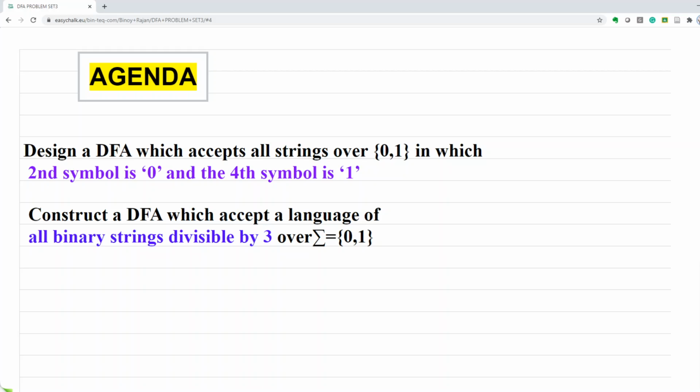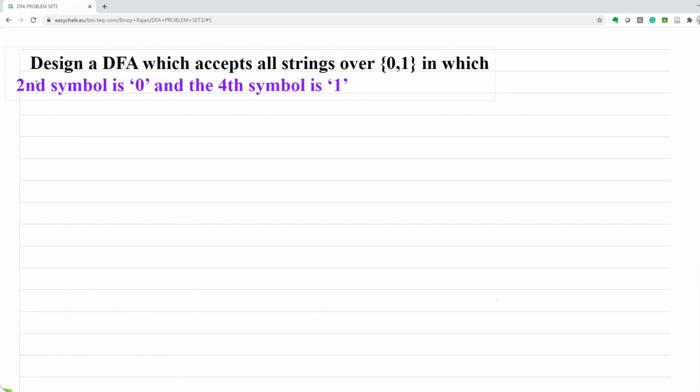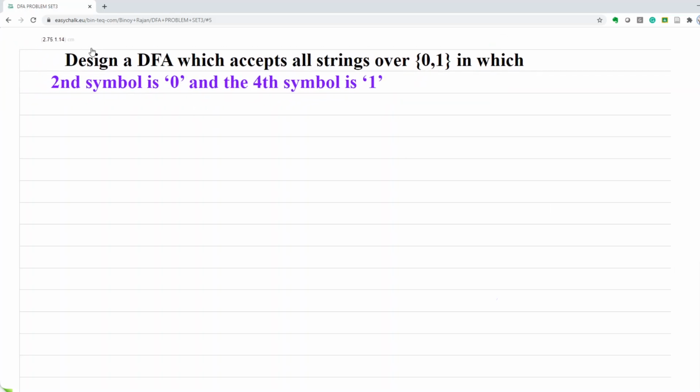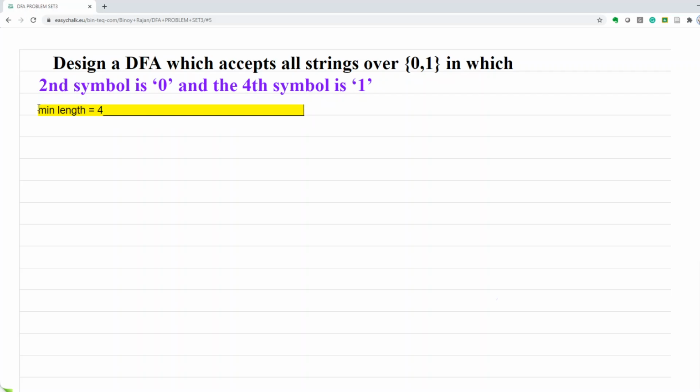So let's start with the first question. So in the first question, it says that second symbol is 0 and the fourth symbol is 1. So it specifically states that second symbol is 0 and the fourth symbol is 1. So minimum length is equal to 4, assuming minimum length is equal to 4.